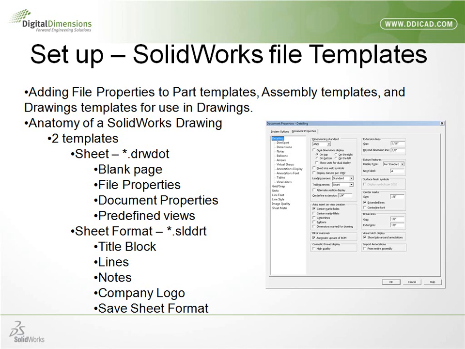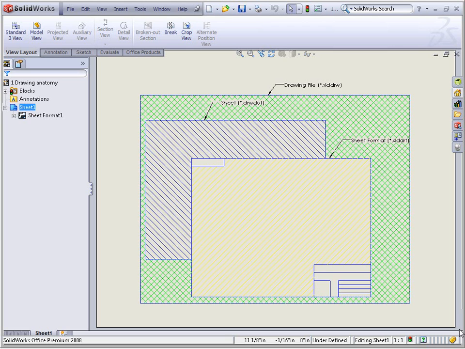The second template involved here is the sheet format, otherwise known as the title block. It contains lines, notes, maybe a company logo in a JPEG, GIF, TIFF format, and the file extension for this is SLDDRT. In order to save a title block from the file pull down, it's Save Sheet Format. And with that, I want to take us into SOLIDWORKS and show how this works.